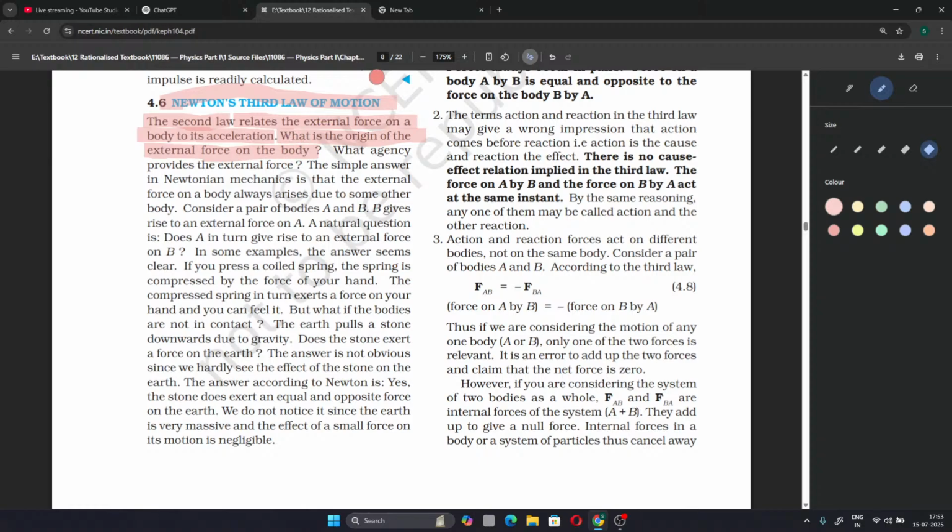Okay, there is a question here. They're asking, where did this external force on the body come from? What agency provides the external force? Which agent or what kind of thing? Just a minute.